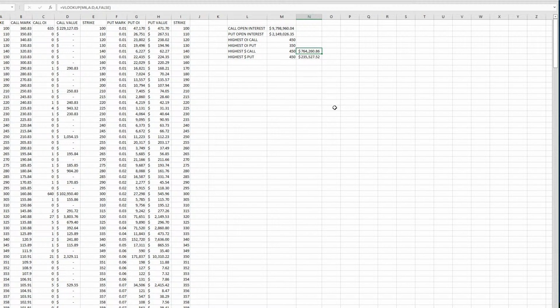So, in my opinion, it is the market maker's best interest to pull the price down to the 450, which would cause this to erode and would cause, of course, this to increase in value. But by expiration, if both of these expired worthless, that would be ideal. That 450 strike is where the highest amount of dollar value is currently sitting right now.